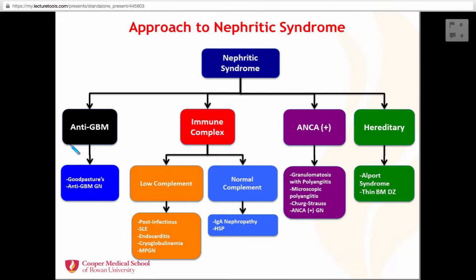Low complement is what this patient has, right? So you want to further break down into post-infectious, right? SLE, endocarditis, cryoglobulinemia, or membranoproliferative glomerulonephritis. And each of these may be associated with different complement levels being low. Post-infectious, as we said, is usually low C3. SLE, C4, good. Cryoglobulinemia, C4. And mixed essential cryoglobulinemia is associated with hep C. So this is probably the most likely diagnosis in this patient.